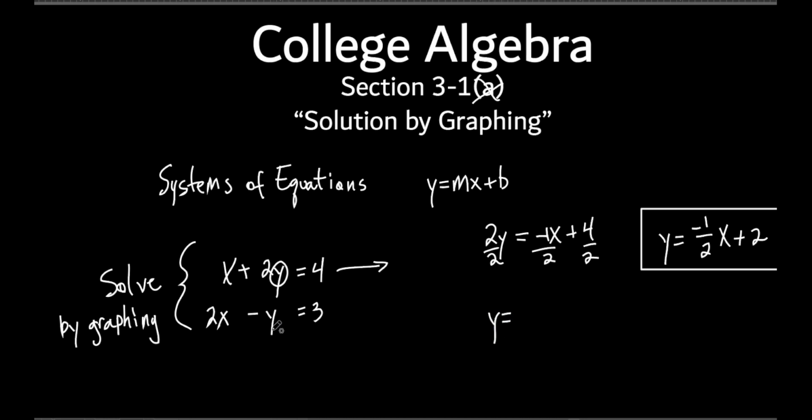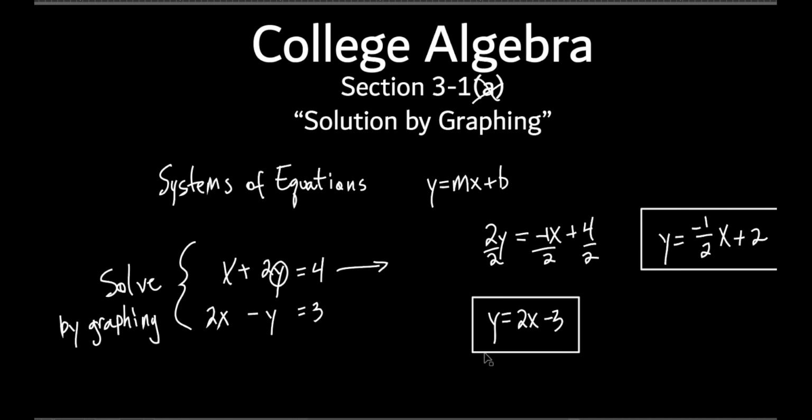So eventually, what would I end up with? You can almost do this in your head, right? Add a y, it comes over here, that's a plus y. Subtract a 3, so what's y equal to? 2x minus 3, okay? So that's my other graph that I want to put on graph paper. I want to graph both of those things right there.